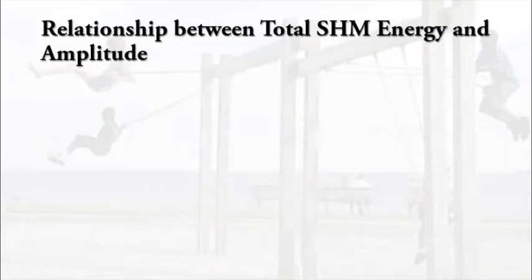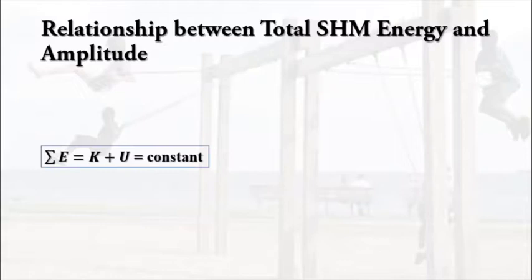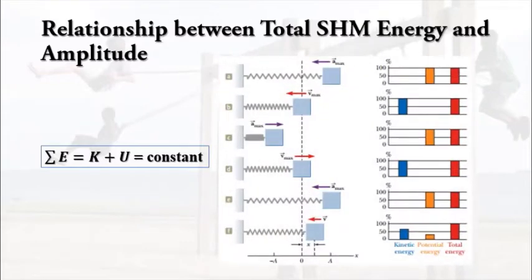Let's see what is the relationship between energy and amplitude. According to the conservation of energy, the sum E equals K plus U is always a constant value if there is no energy loss. So in our syllabus, we assume there is no energy loss in an oscillation. Let's look at this diagram. If you release an object at its maximum displacement, this is x equals maximum, there is no velocity. Why? Because velocity is always 0 at the turning point, at the maximum point. So v equals 0.